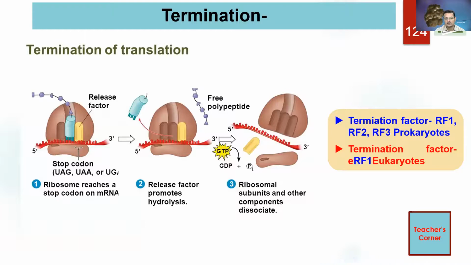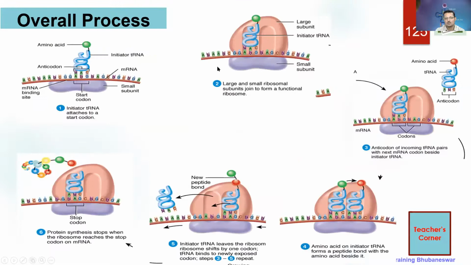Now, termination factors, what happens here? See, as soon as the release factors are attached, there is a dissociation of the two subunits, and the process of translation stops. This is the whole cycle that you can see. The start codon reaches the initiator site, or I'll say comes to the P site, then there is joining of the larger and smaller subunit.